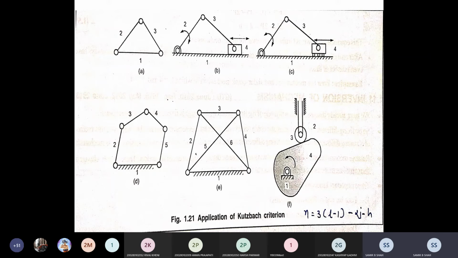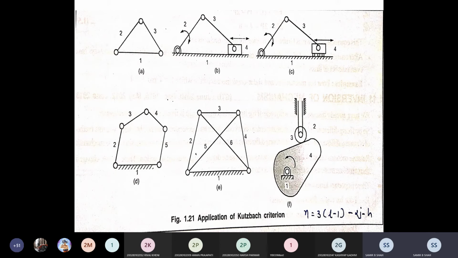So 3(L minus 1), 3(4 minus 1) minus 2 into 4 is equal to 4 into 8 and 1. Yeah, right. So that means the degree of freedom n is equal to 1, or we can say that there is a single input motion given to this.